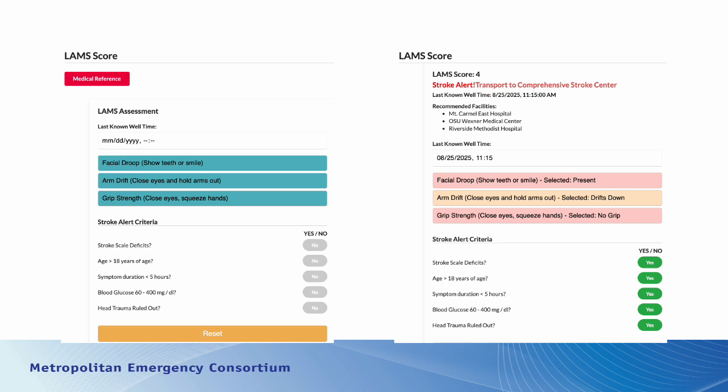So if you haven't looked at ResponseSoft, take a look at it. We may modify this. We may add a little bit more screening questions to this between now and next year's protocol. But I think it's a neat little tool, and it should make life easier for you.